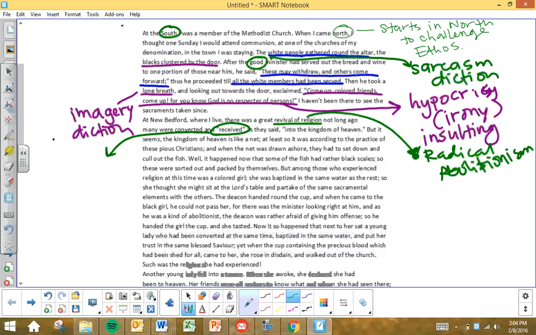If you're putting in a whole quote, it's different than when you just put one word. You're casting doubt on whether or not they were truly, as I said, into the kingdom of heaven. It seems the kingdom of heaven is like a net. Okay, so right there, the kingdom of heaven is like a net. Similarly, why is it like a net?